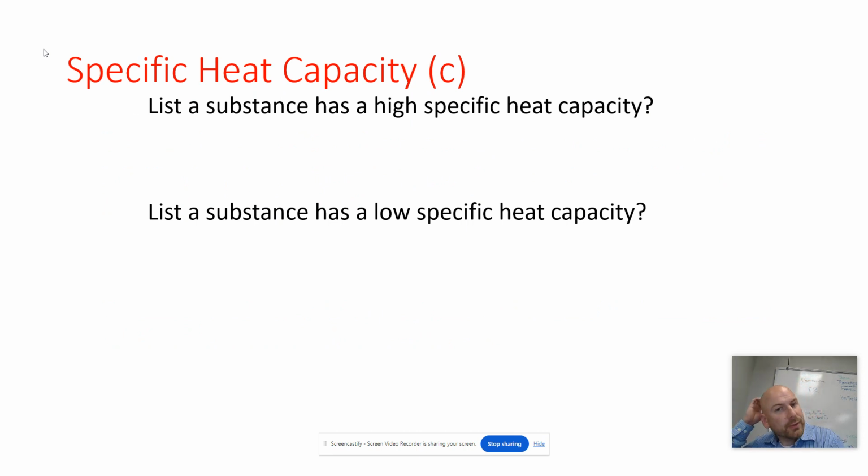So what's a substance that has a high specific heat capacity? Water is definitely the most popular example of this. It has a really high specific heat capacity, and for those that have low ones, metals are a common example.